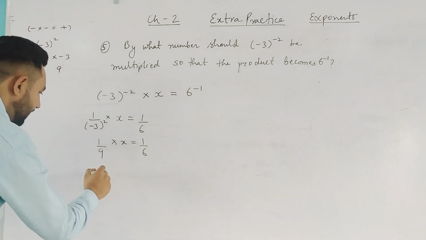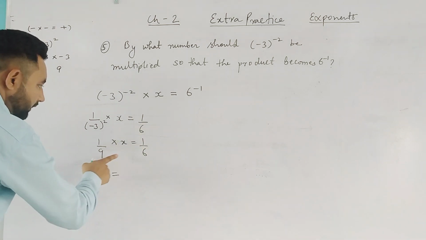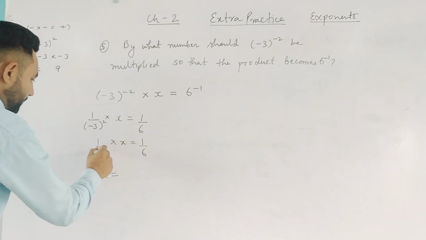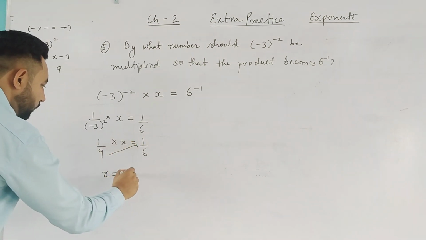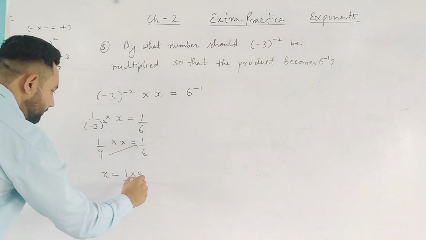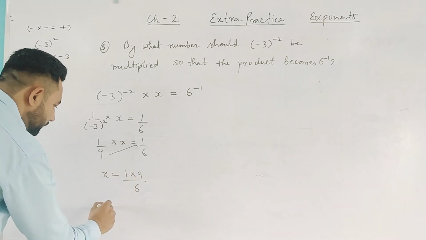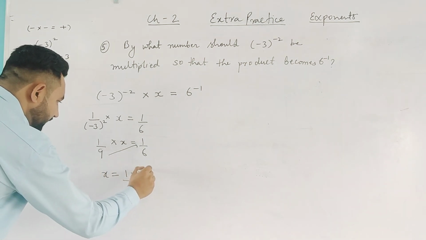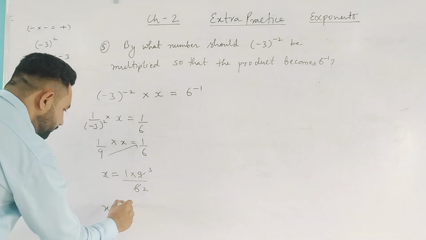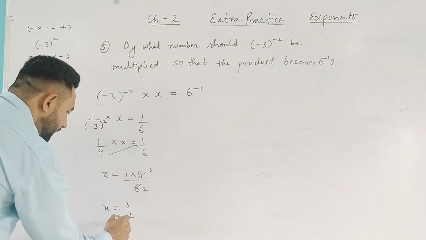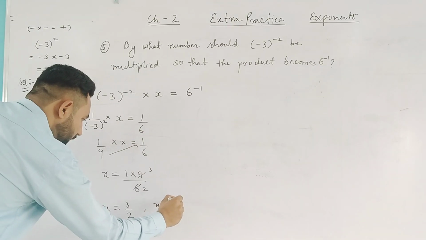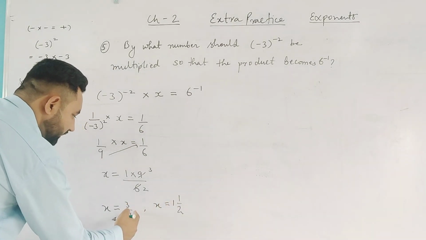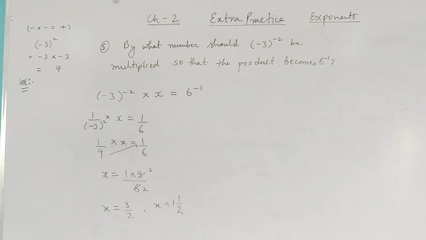Now this 9 I will send to the right hand side. It was in the denominator and it will go to the numerator. 1 multiplied by 9 divided by 6. So x is equal to 3 threes are 9, 3 twos are 6, which is equal to 3 by 2. And x is equal to what? 1 whole 1 by 2. When you solve this, you will get 1 whole 1 by 2.